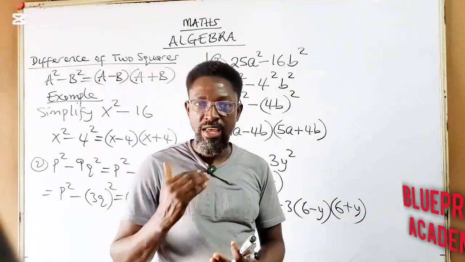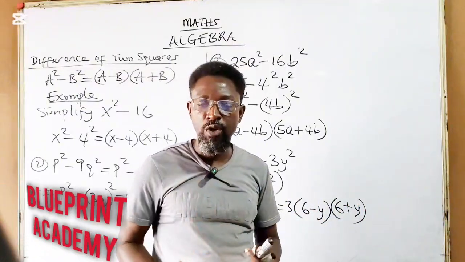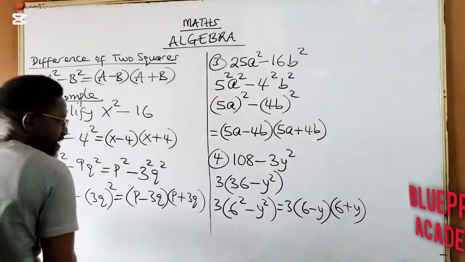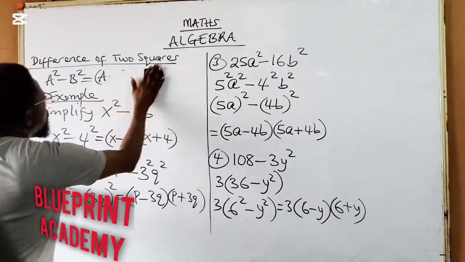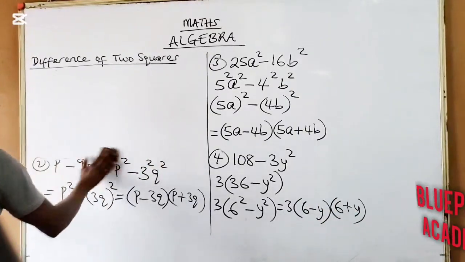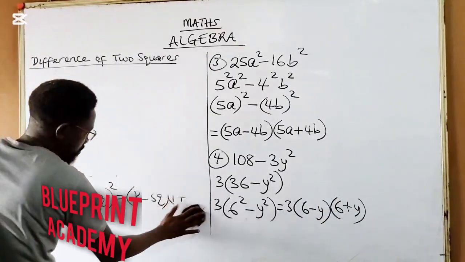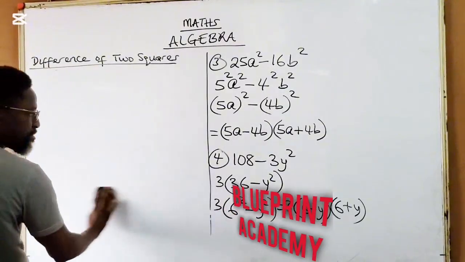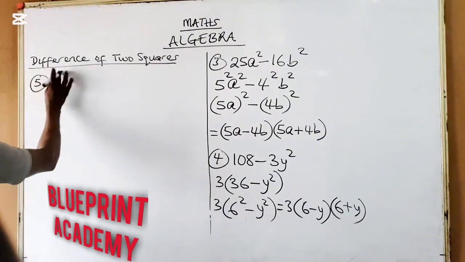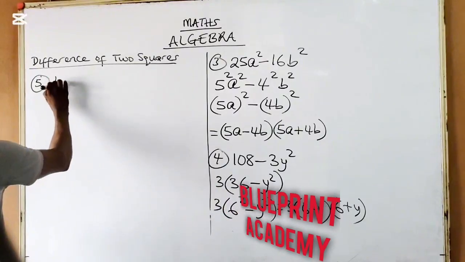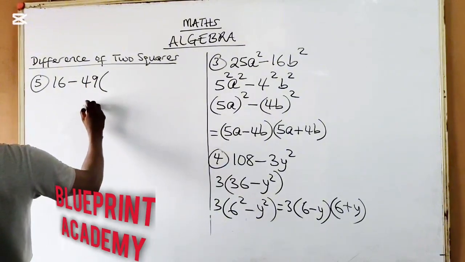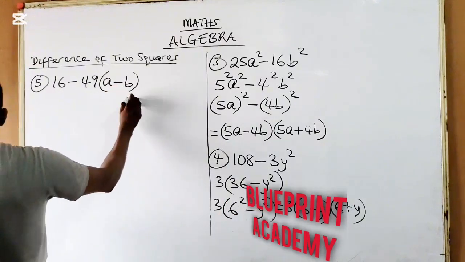Just follow me closely and ensure you watch the video to the end, because we're looking at a lot of things under algebra so that you have a full understanding of what you need to do when you have questions under algebra and algebraic expressions, algebraic fractions, and algebraic processes. Let's take a look at example 5. You have to simplify 16 minus 49 brackets a minus b squared.